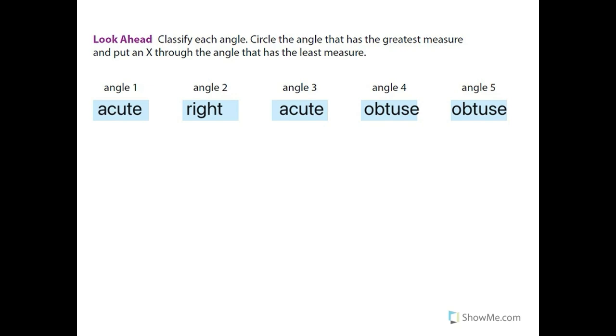Here's what this means. An acute angle is less than 90. A right angle is exactly 90 degrees. So acute, less than 90. Obtuse, greater than 90, and it's actually greater than 90 and less than 180. Acute would be greater than 0 and less than 90.